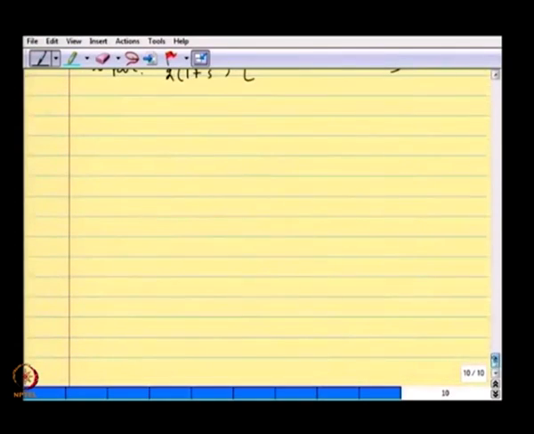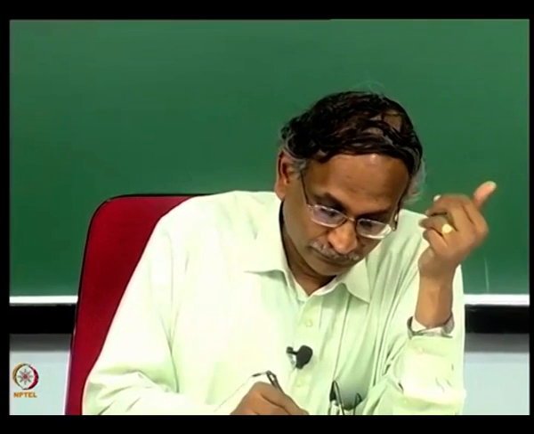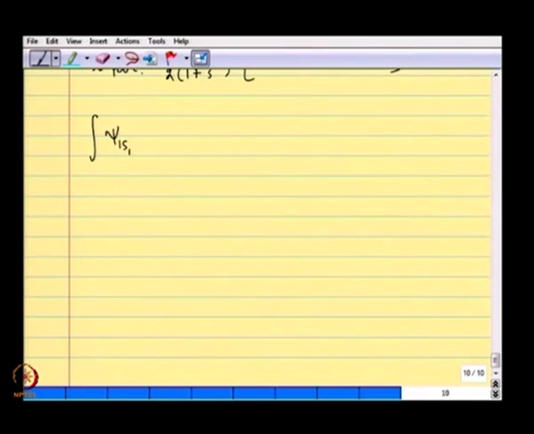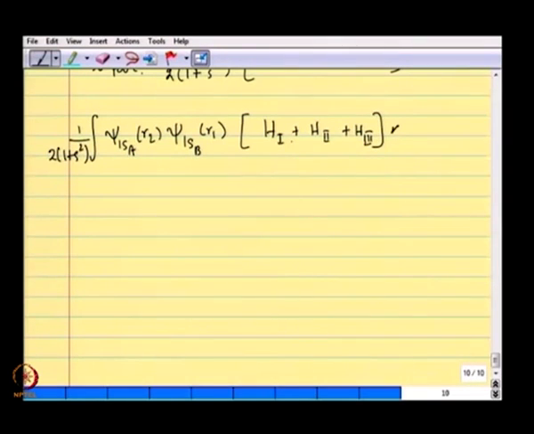There are 9 more terms that we need to evaluate, namely psi 1 S A or 2, let us take the second group of terms psi 1 S B or 1, and of course, it is multiplied by 1 by 2 into 1 plus S square here, with the Hamiltonian as H1 plus H2 plus H3 acting on psi 1 s a or 2 psi 1 s b or 1 d or 1 d or 2. This is the second group of the three terms that you have to evaluate.